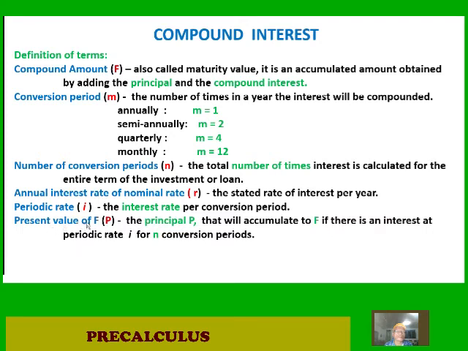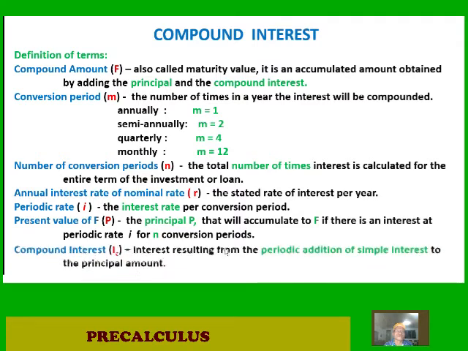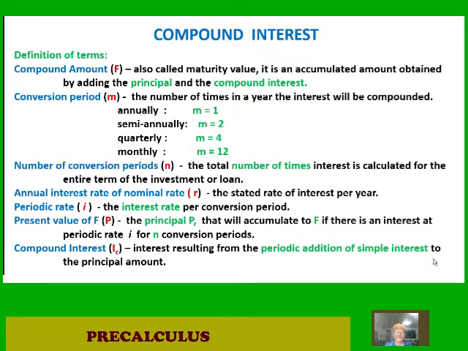Next, present value of F, or in symbol P. It is the principal P that will accumulate to F if there is interest at periodic rate I for n conversion periods. Compound interest, I sub C: interest resulting from the periodic addition of simple interest to the principal amount.